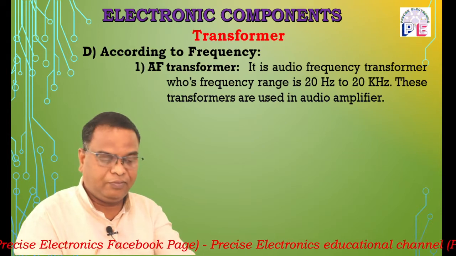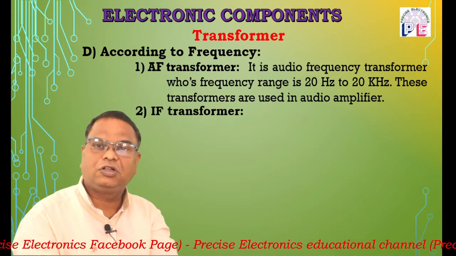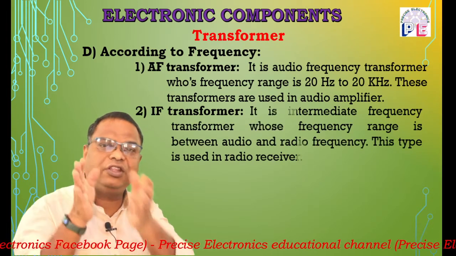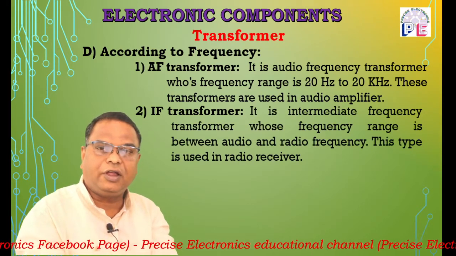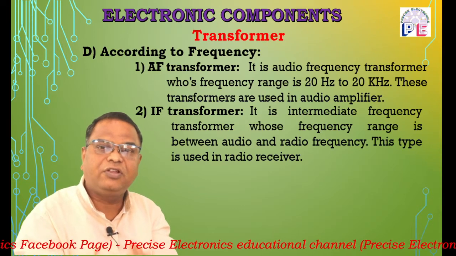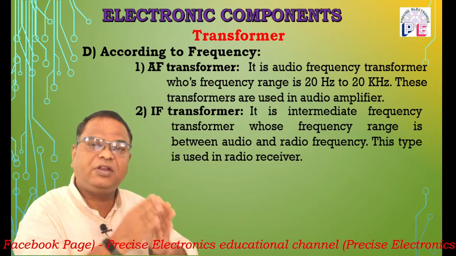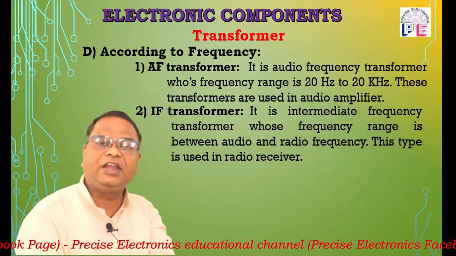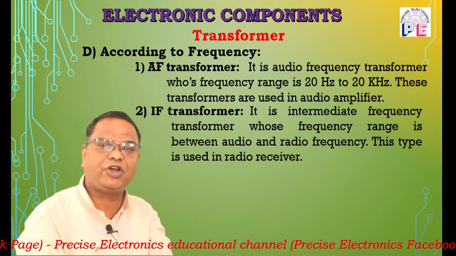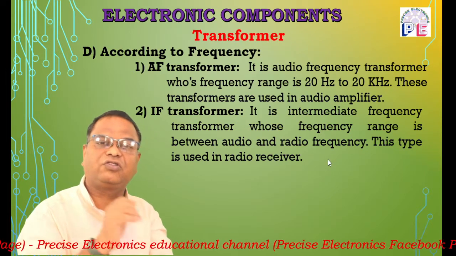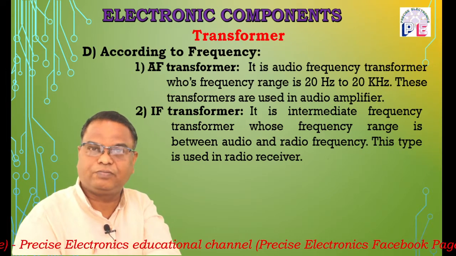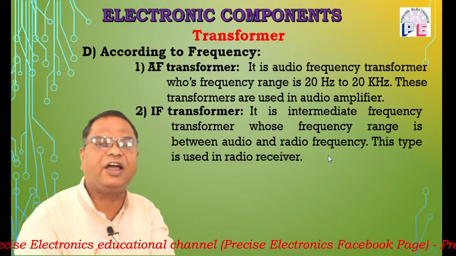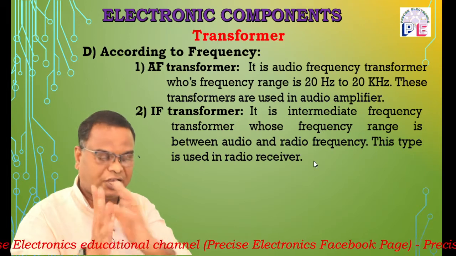The second type is IF, intermediate frequency. When the transformer is used in that frequency range. What is intermediate frequency? The frequency that lies between radio frequency and audio frequency is known as intermediate frequency. Mostly 455 kilohertz is the intermediate frequency. So the transformer used in this frequency range is known as the IF, intermediate frequency transformer.